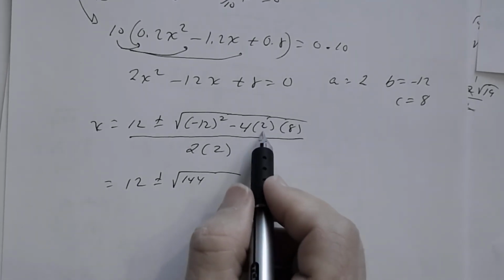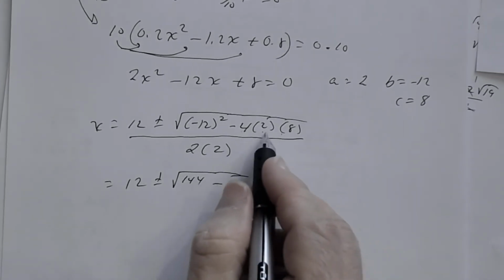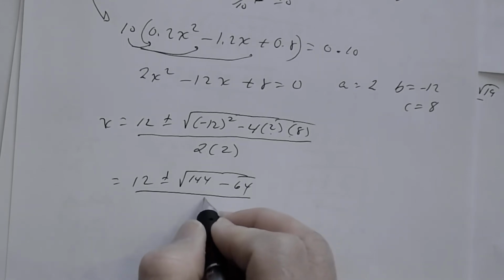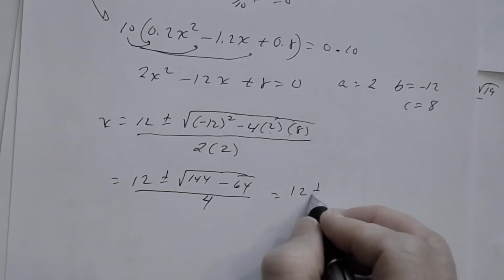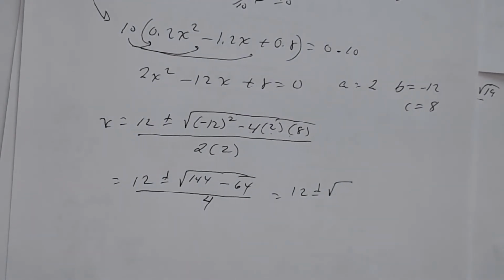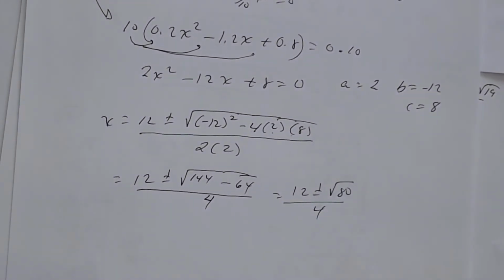A negative times a positive is negative. So I'm adding a negative number. 8 times 8 is 64. All of that's being divided by 4. So I get 12 plus or minus the square root of 144 minus 64. Use your calculator if you need to. You're going to get, 144 minus 64, you get 80. All that's being divided by 4.